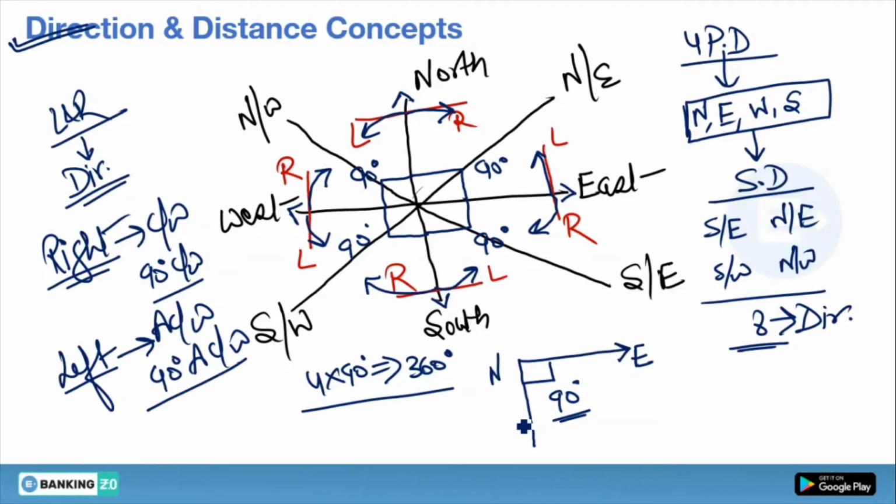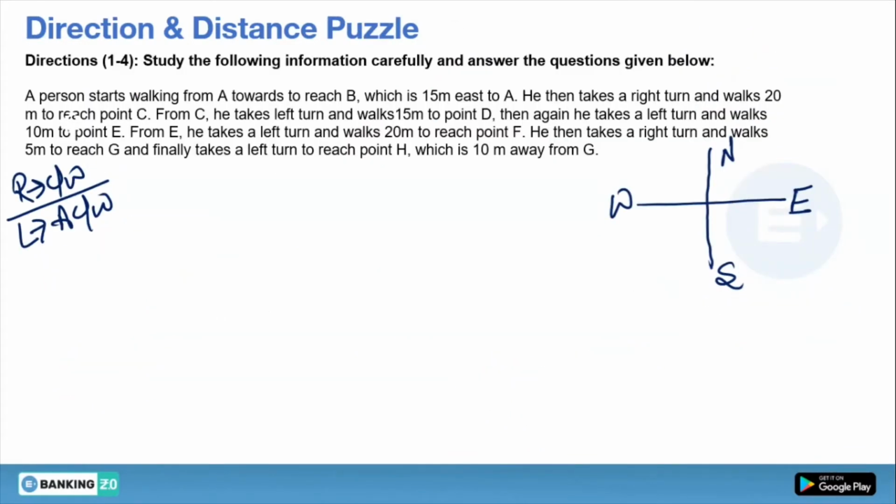Now let's solve the question based on this concept. Before starting any question on direction and distance, you have to make a directional post like this and write these two things, that is left is anti-clockwise and right is clockwise, so that you will not get confused in taking left and right turns in your main puzzle according to the instructions given to you. Okay, now let's start the question.